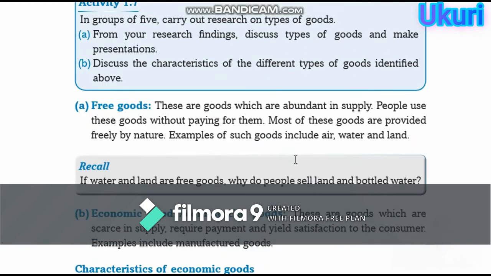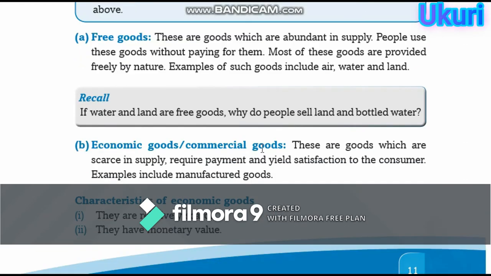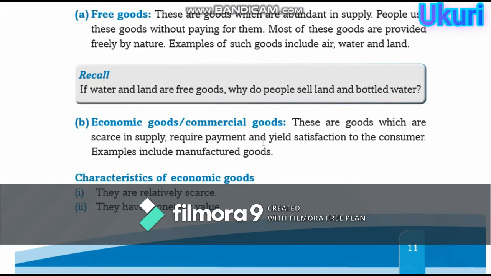Now, number one, among the types of goods, we have free goods. These are goods which are abundant in supply. These are free goods. People use these goods without paying for them. Most of these goods are provided free by nature. Examples of such goods include air, water, and land.